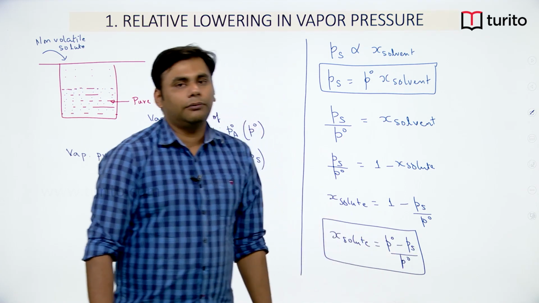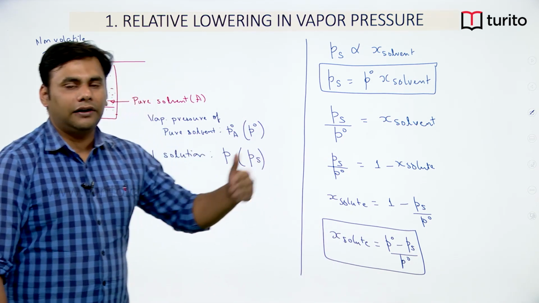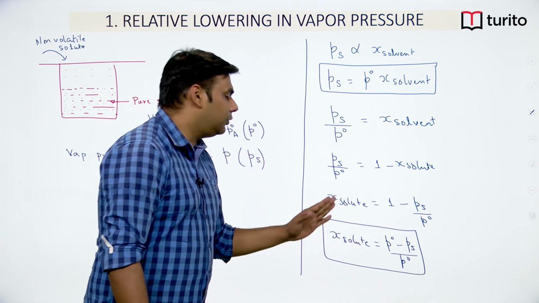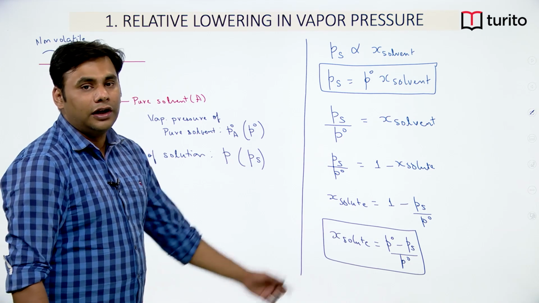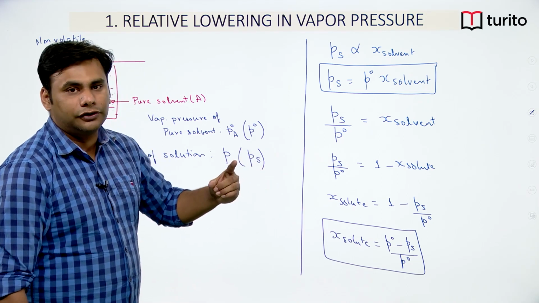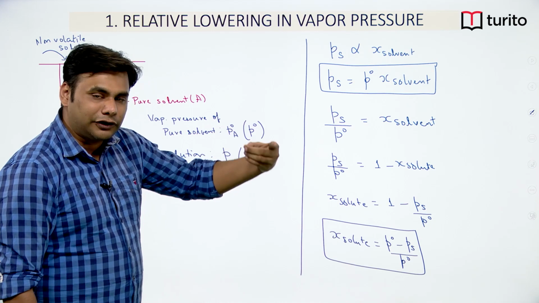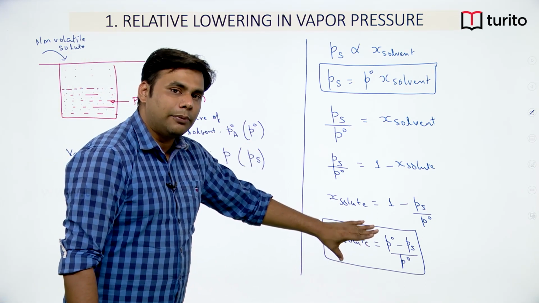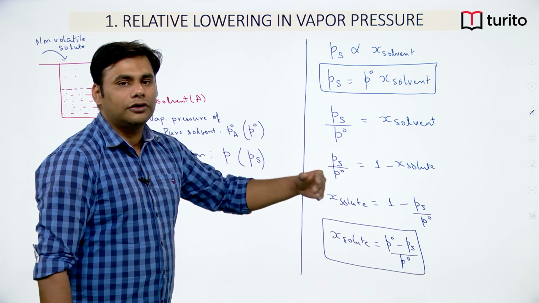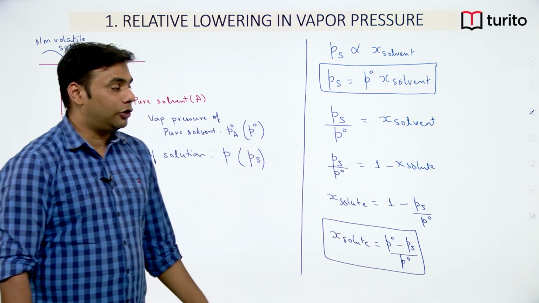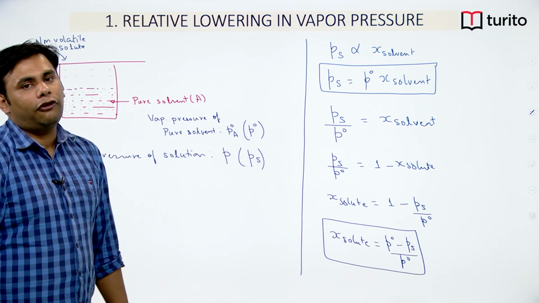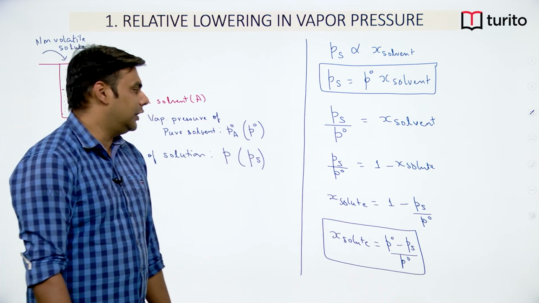When you divide it by P naught, it becomes a ratio, so it is known as relative lowering in vapor pressure, and that is always equal to the mole fraction of solute. So if you add more solute, the mole fraction of the solute would be more, so the relative lowering in vapor pressure would be more. This is again a colligative property because it depends upon the mole fraction or number of particles. Hope this is clear to everyone.